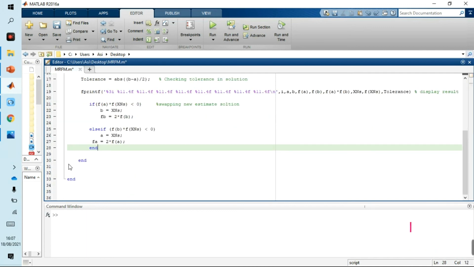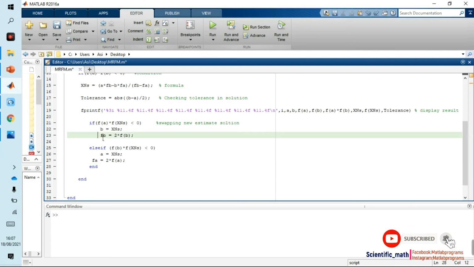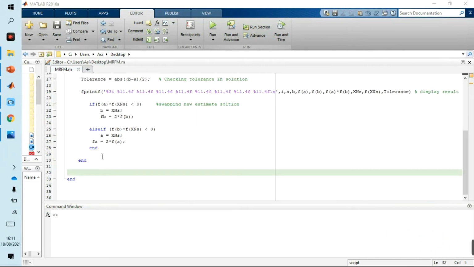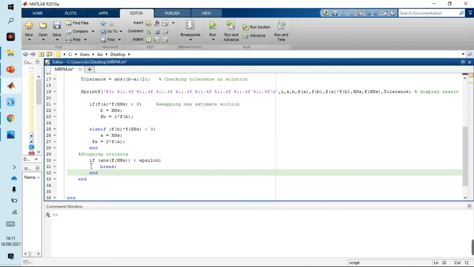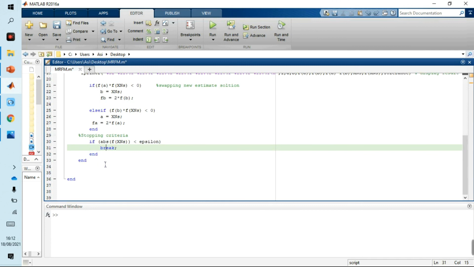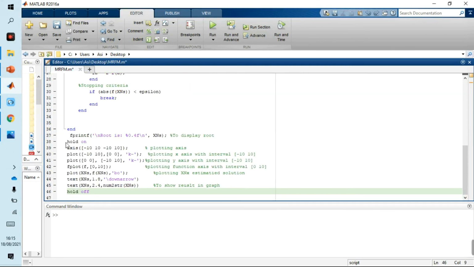Okay, now we use the swapping criteria. If the product of the function values at a and x is less than 0, then b is equal to this, and we take f of b is equal to 2 into f of b, else if f of b into f of x is less than 0, then a is equal to xn, and f of a is equal to 2 into f of a. So we use a stopping criteria. If the absolute value of the function at the calculated numerical solution is less than epsilon, then break the for loop or iteration, and this command displays the final root or numerical solution. All these commands plot our graph and numerical solution in the graph.